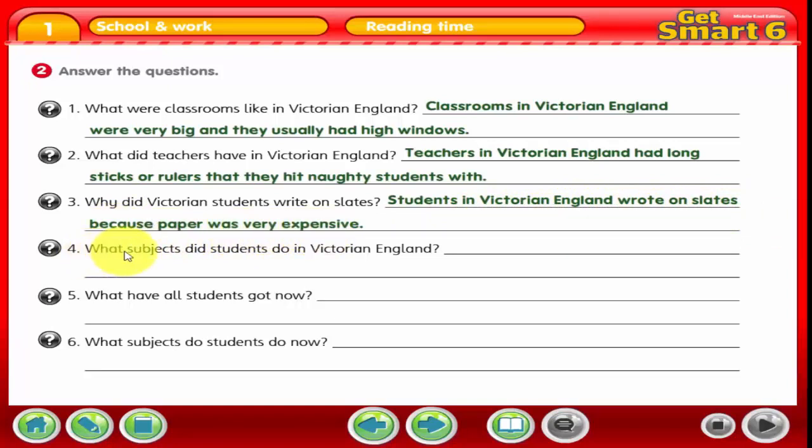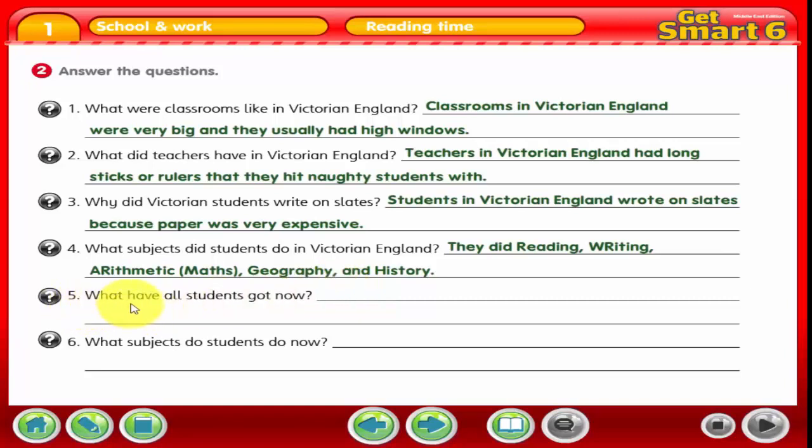Number 4. What subjects did students do in Victorian England? ما هي المواد التي كانوا يدرسوها؟ They studied the 3 R's. كانوا بيدرسوا الثلاث مواد اللي بدايتها R: reading, writing, arithmetic اللي هي الماث، بالإضافة إلى geography and history الجغرافيا والتاريخ.